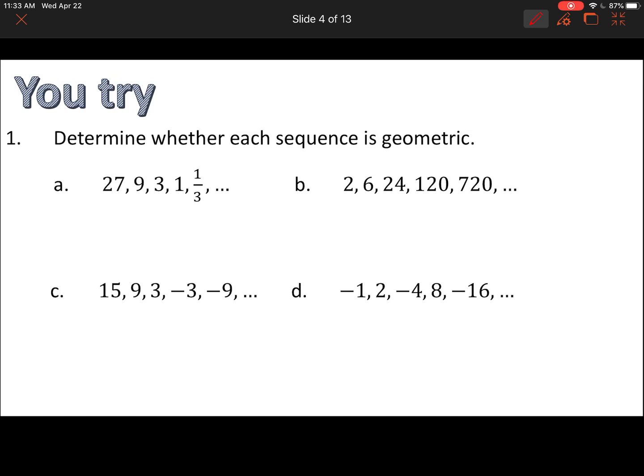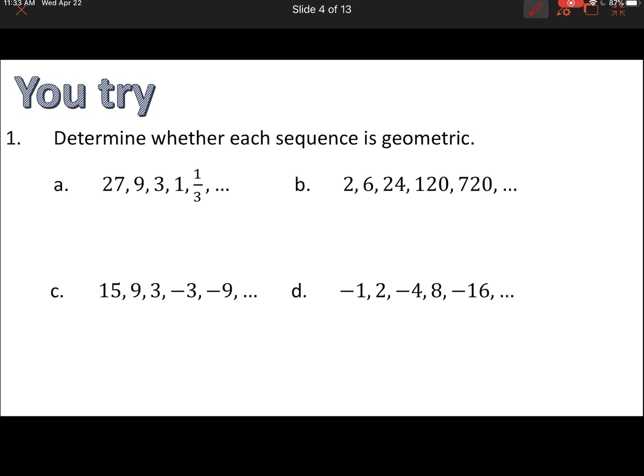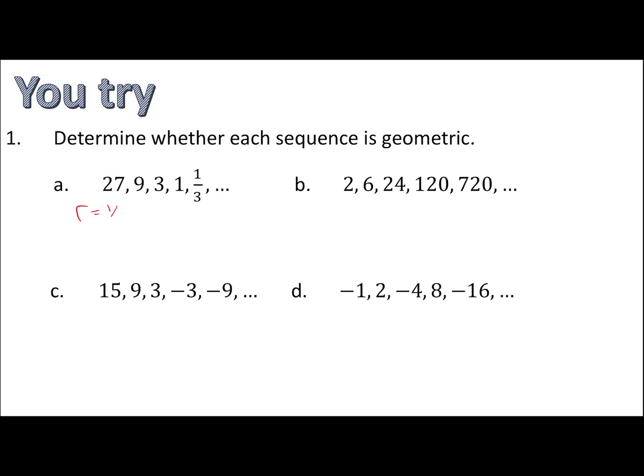All right, so pause this video, give this slide a try, and check back and see if you agree with what I have. All right, so here we have an r value of 1/3. Since it held true throughout, that means it's geometric. Here we have an r value of 3, and then we have an r value of 4. It's not common, so therefore it's not geometric.